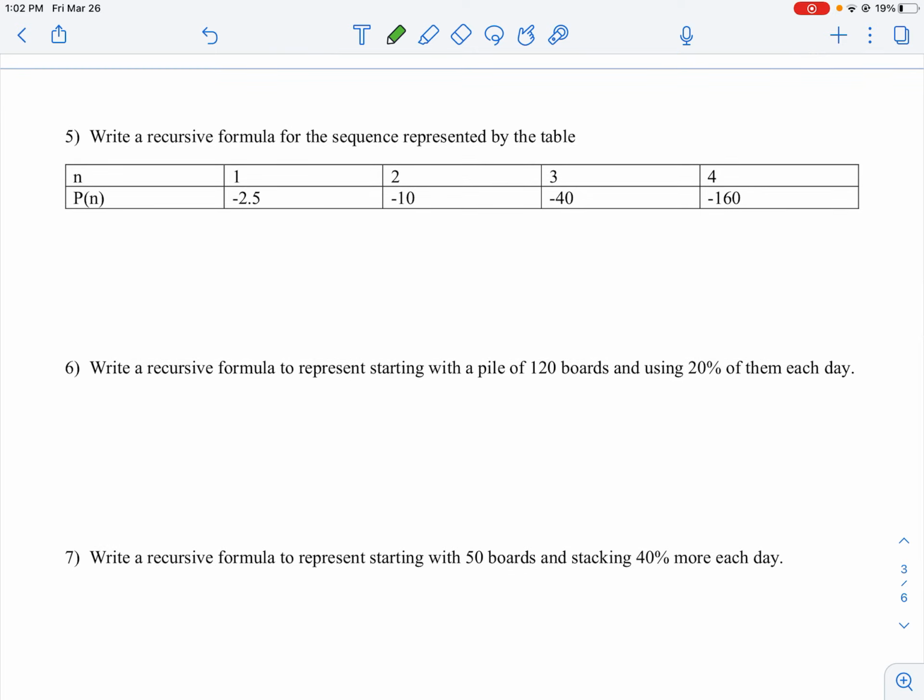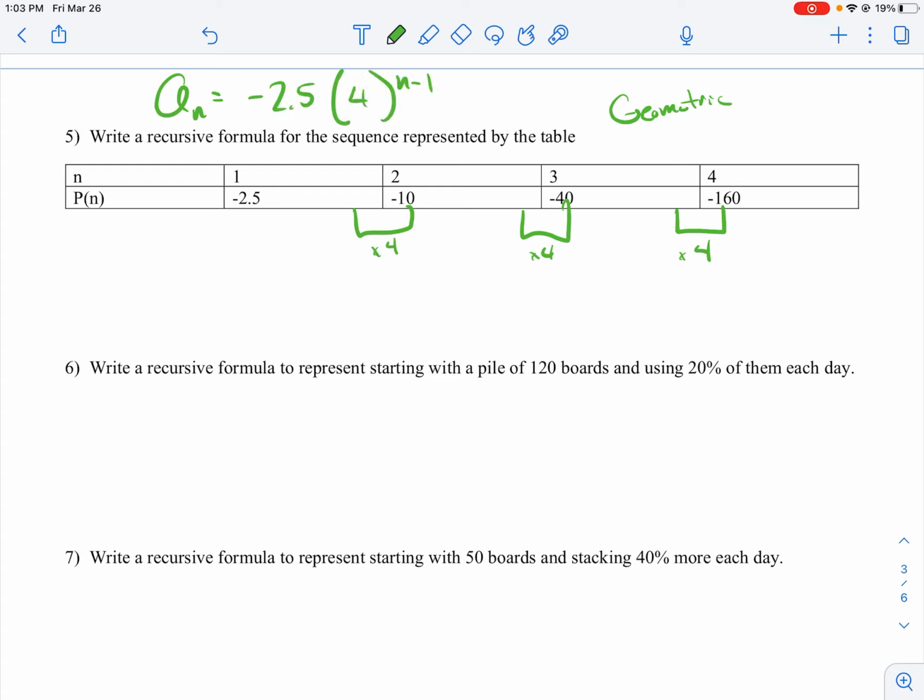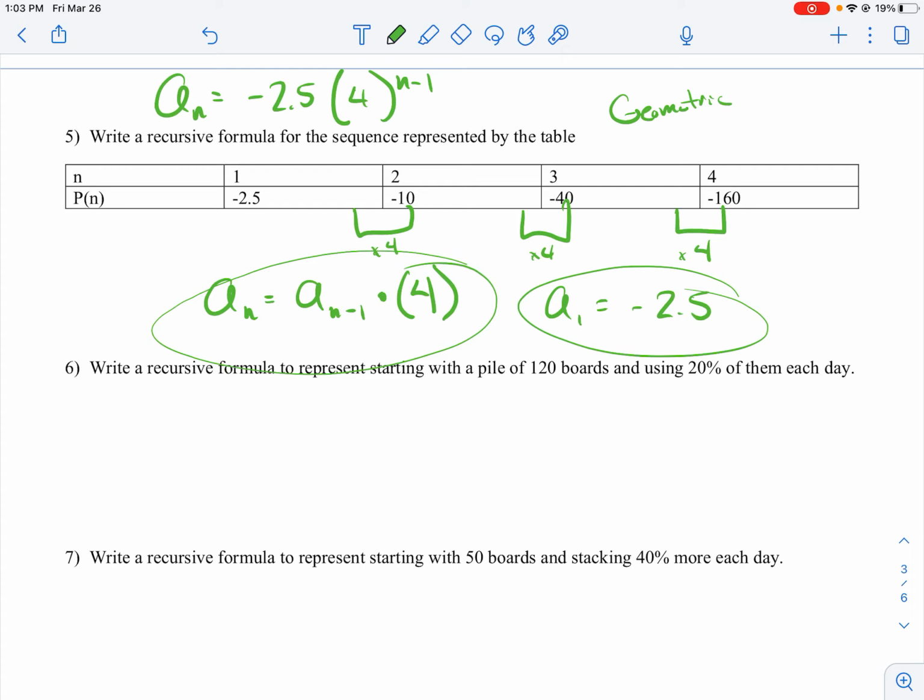Okay, number 5. Again, they throw this p of n in there. Write the recursive formula. Now, it looks like we're multiplying by 4 here. So we're multiplying by 4, so this is going to be some sort of geometric. Also, if we wanted to write the explicit formula for this, we would go negative 2.5 times 4 raised to the n minus 1. So if we want to write the recursive version, it's the previous term times 4, and then a sub 1, our first term, is negative 2.5.